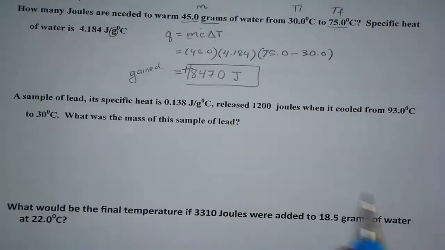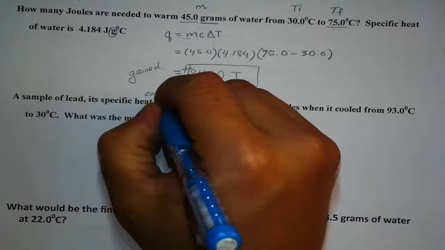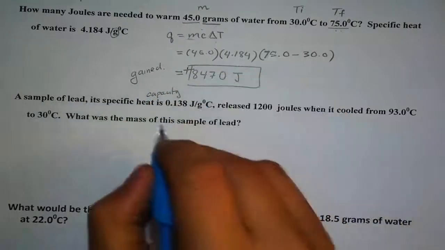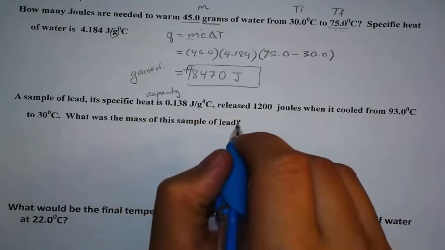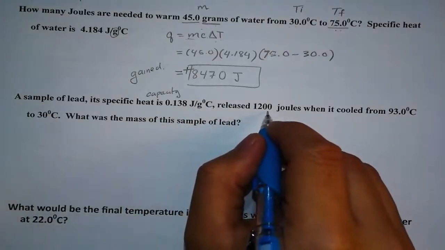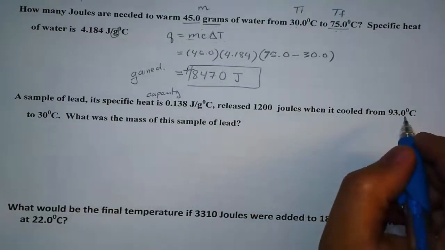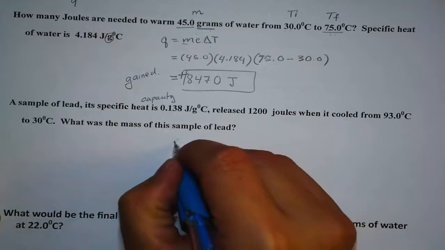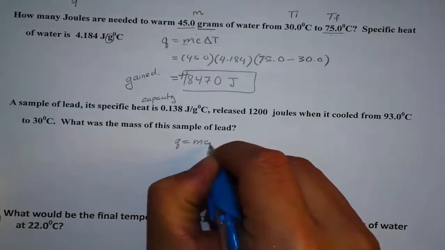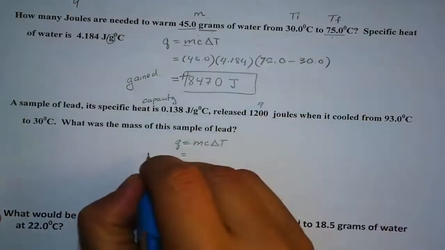Okay, let's try another problem. A sample of lead, its specific heat capacity, my bad, is 0.138 joule per gram Celsius, releases 1200 joules when it's cooled from 93 degrees Celsius to 30 degrees Celsius. What is the mass of this sample of lead? So again, Q equals MCAT.